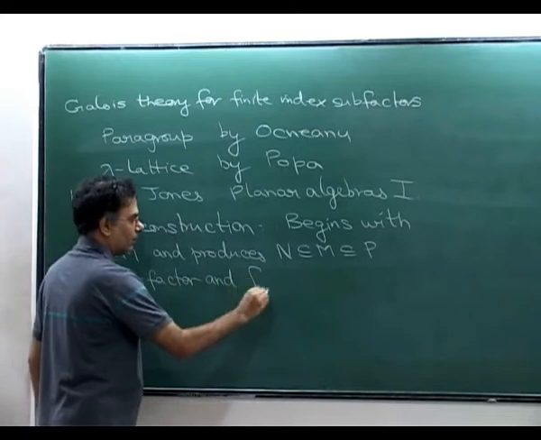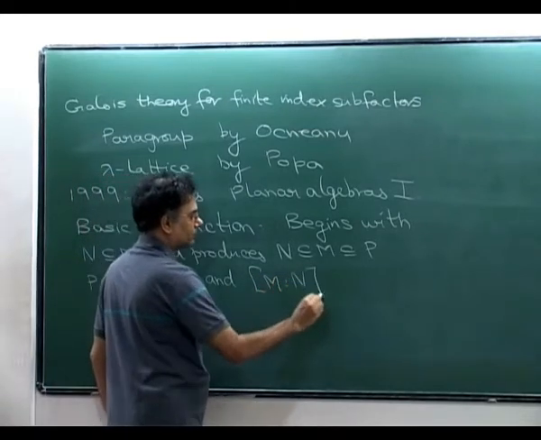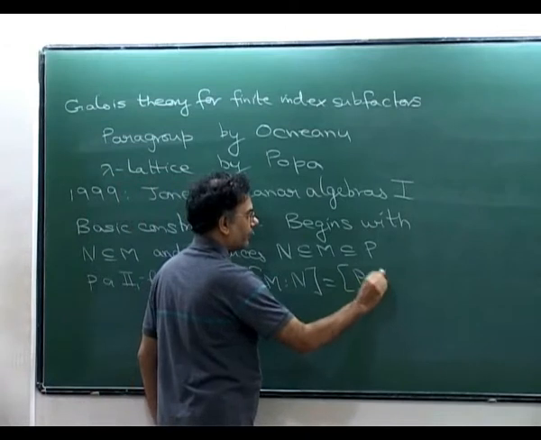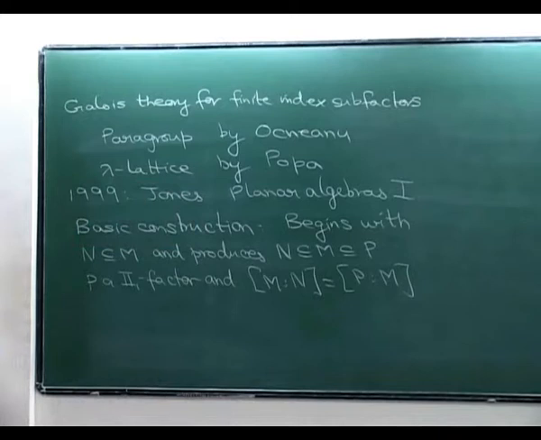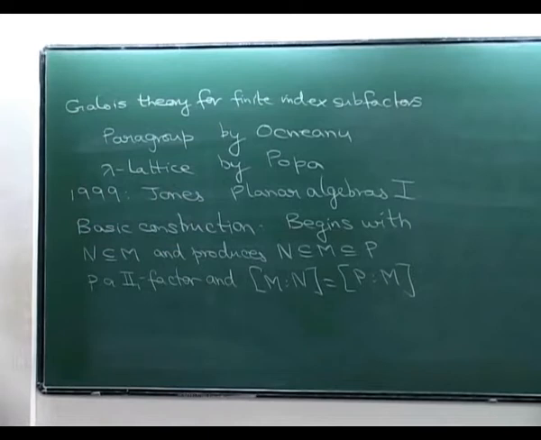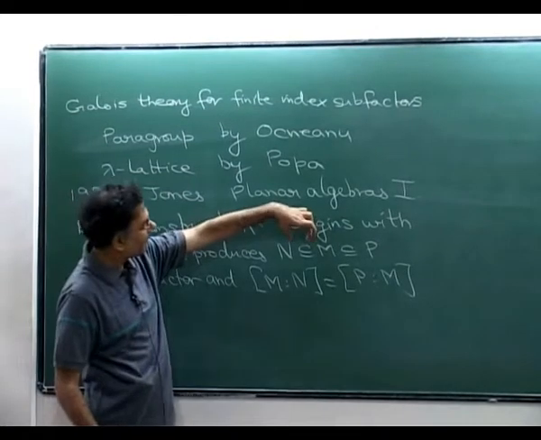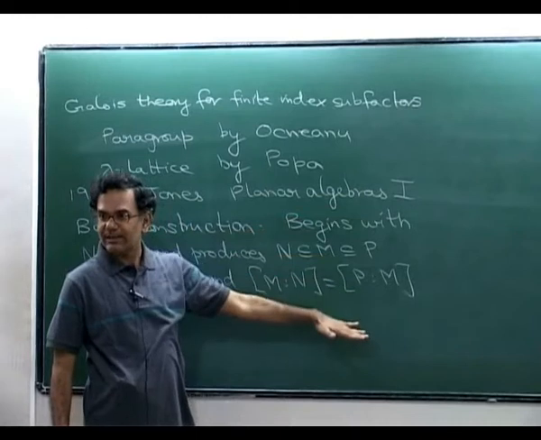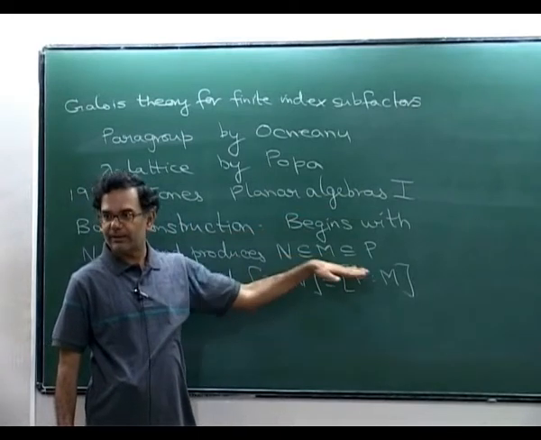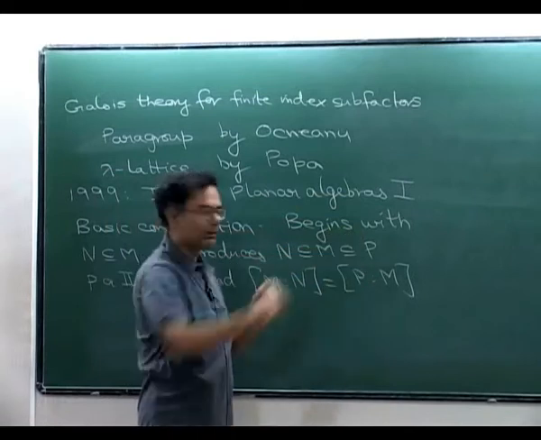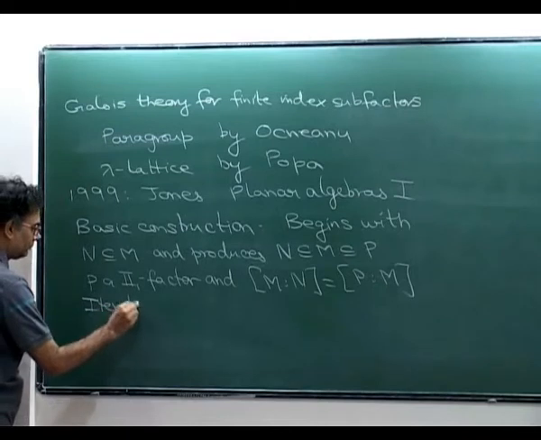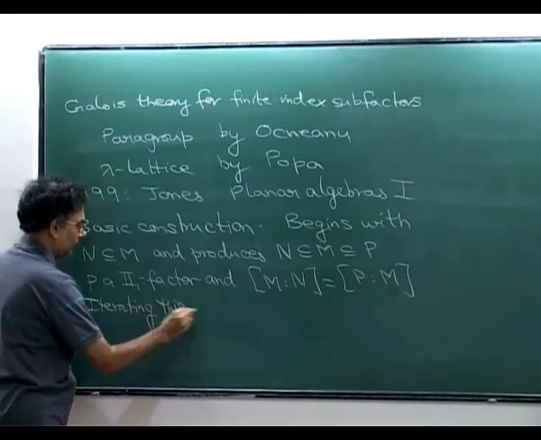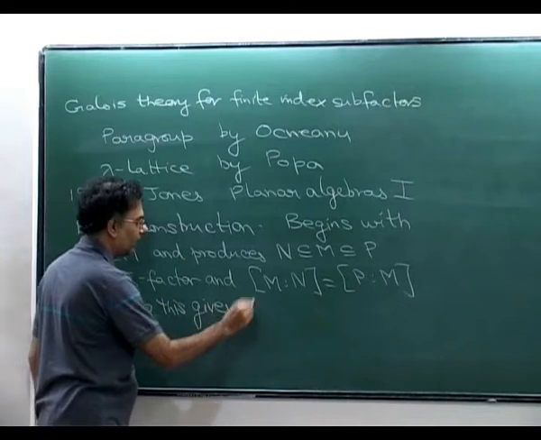and the index of n in m is the same as that of m in P. So the basic construction is a process which takes one subfactor and produces a larger one. It starts with n in m and then produces m in P. And of course it has the same index, so there's no reason why you cannot repeat this construction and get one whole chain of subfactors. So iterating this gives a tower.